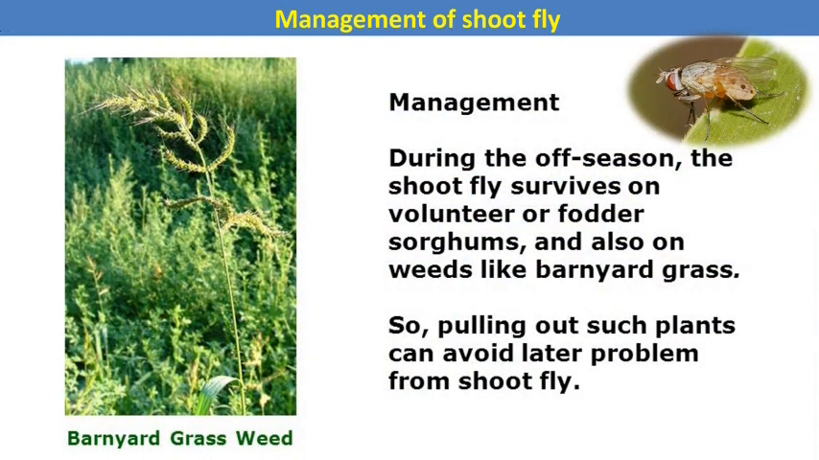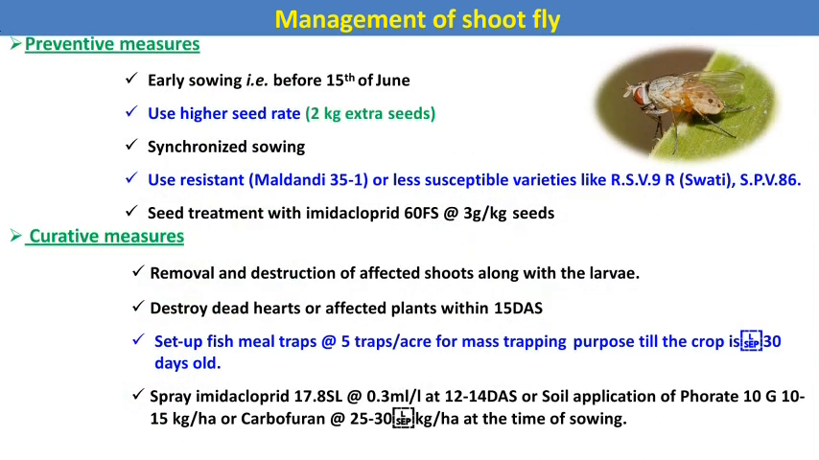Then this is the Barnyard grass weed. This weed acts as the alternate host for the adult shoot fly, so we can remove and destroy the Barnyard grass weed which is present in or around our field. Next are some of the preventive and curative measures. With the help of these practices, we can avoid the infestation of the shoot fly.